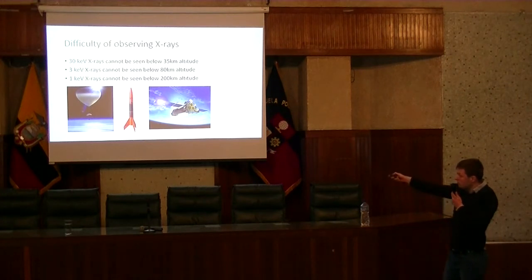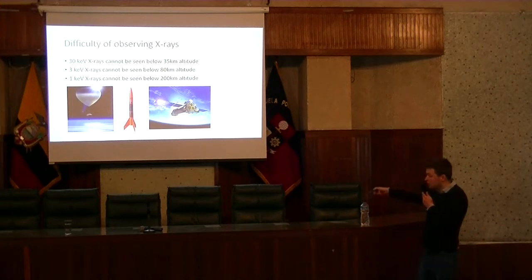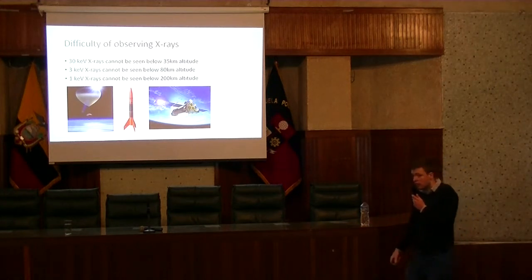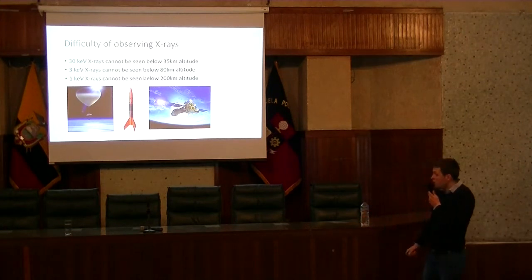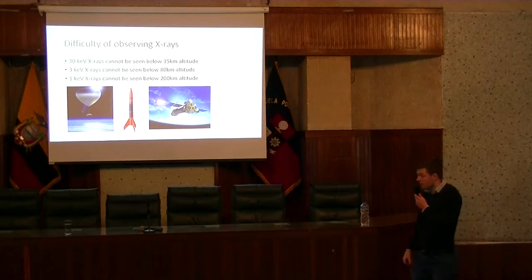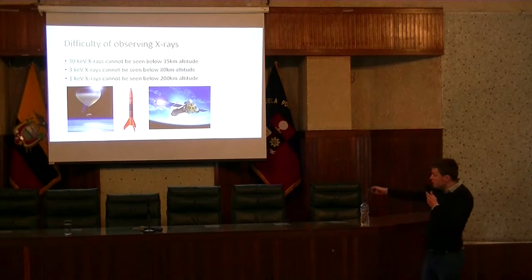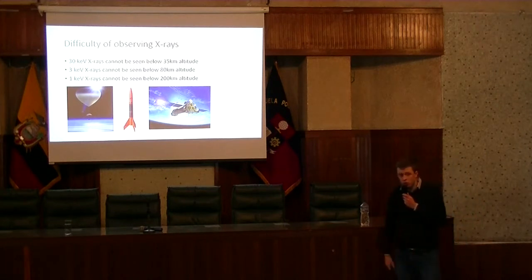Here are 3 different X-rays. 30 kiloelectron volt X-rays, we have to be above 35 kilometers of the atmosphere. For 3 kiloelectron volt X-rays, we have to be above 80 kilometers of the atmosphere. And for 1 kiloelectron volt X-rays, we have to be above 200 kilometers of the atmosphere. Typical cosmic X-rays, as I said, are in this range. So we really have to be above 80 or 200 kilometers worth of the atmosphere.